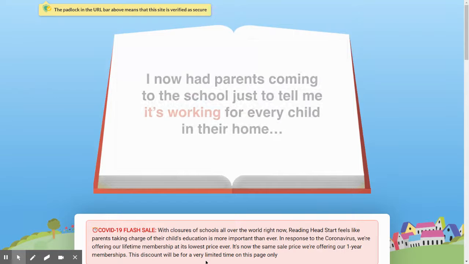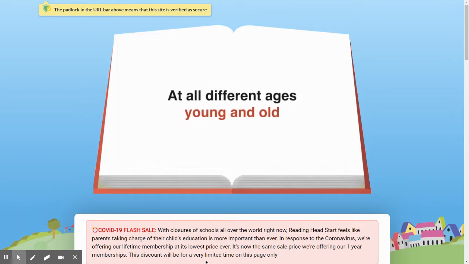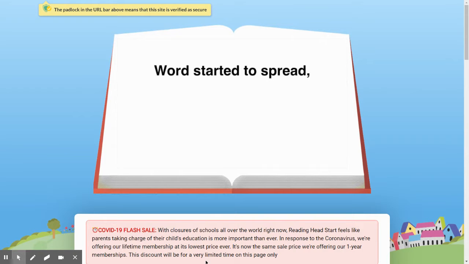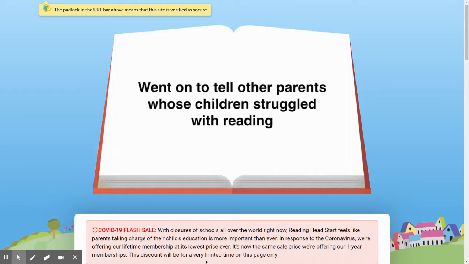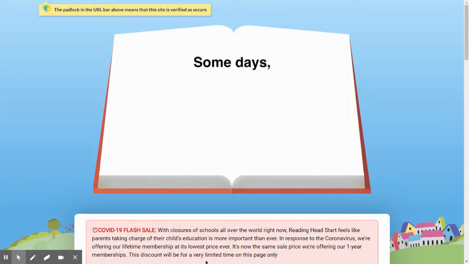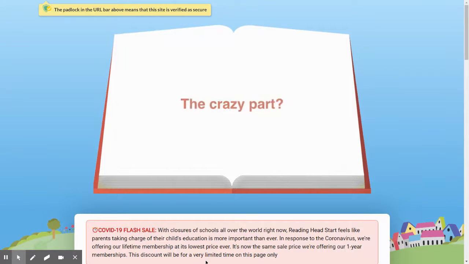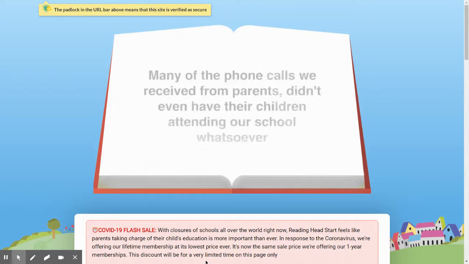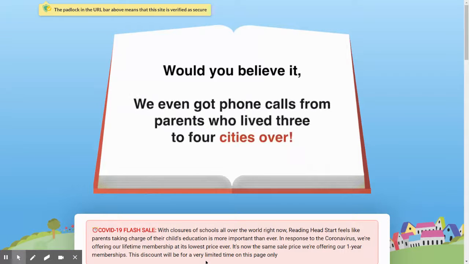Not only that, I now had parents coming to the school just to tell me it's working for every child in their home, at all different ages, young and old. Word started to spread as the parents who had massive success with my system went on to tell other parents whose children struggled with reading. Some days, I'd stroll into my school and hear over 40 parents had called the night before, all asking about it. The crazy part? As word spread like wildfire, many of the phone calls we received from parents didn't even have their children attending our school whatsoever. Would you believe it? We even got phone calls from parents who lived 3 to 4 cities over.